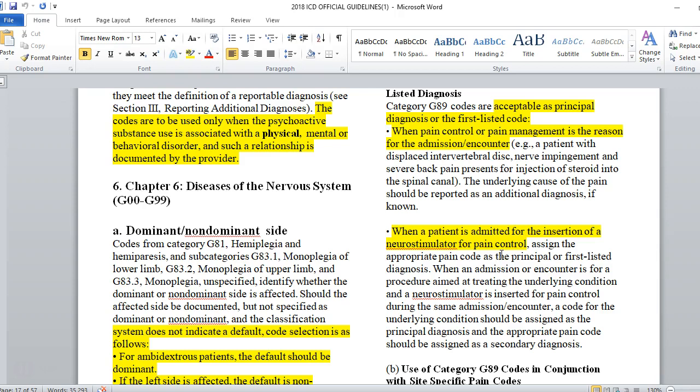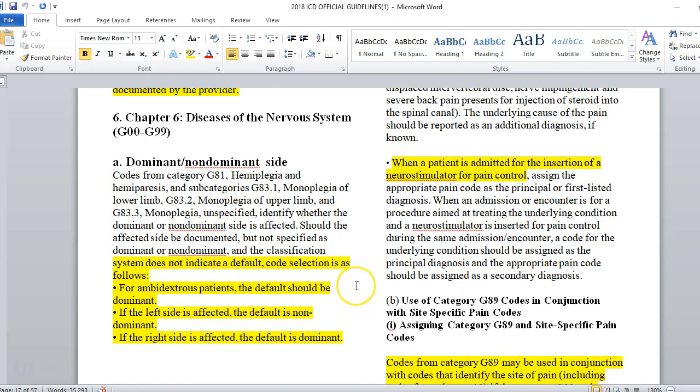We're starting with chapter 6, Diseases of the Nervous System, which is our G codes. So our G codes, again, are going to be anything to do with things like Alzheimer's, Parkinson's, other nerve disorders. We're also going to deal with issues of paralysis here, neurostimulators, pain. So our guidelines are kind of going to go all over the place, and then we'll look at some of these codes on ICD-10data.com. The first thing we need to keep in mind is dominant versus non-dominant side.